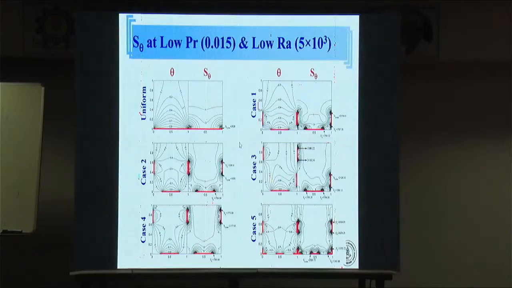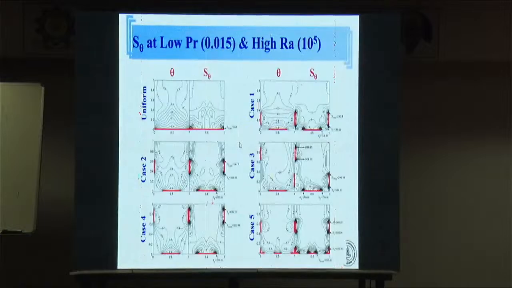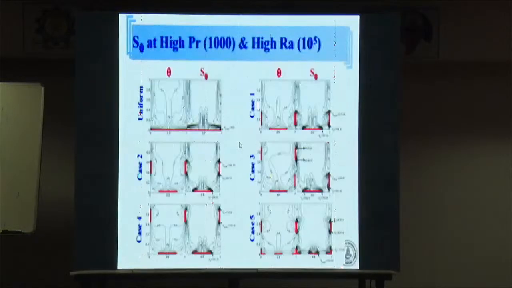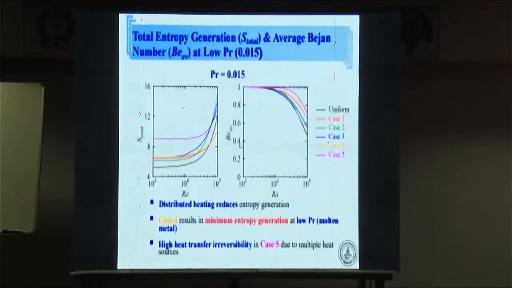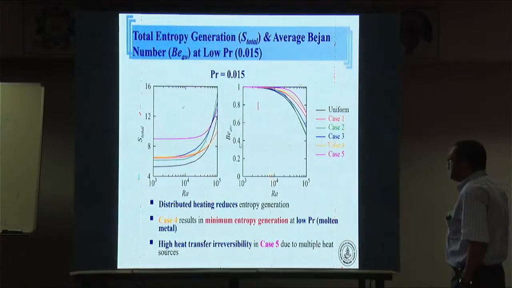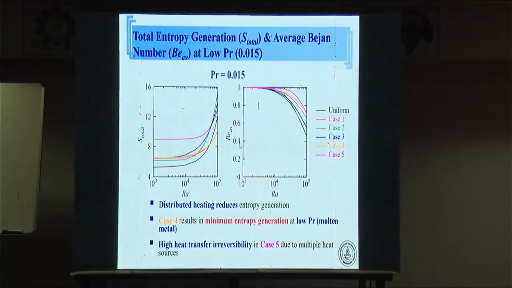Next slide, please. These are the different kinds of setup, different Rayleigh numbers and panel numbers. These are all different kinds of entropy production data. Yes, distributed heating reduces the entropy generation, of course, and case 4 results in minimum entropy generation at low panel number and high transfer diversity in case 5 due to multiple heat sources.